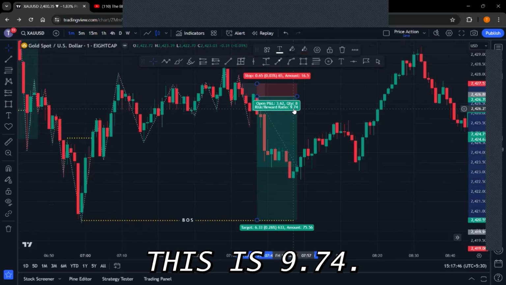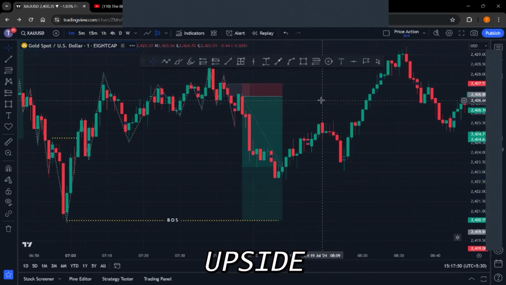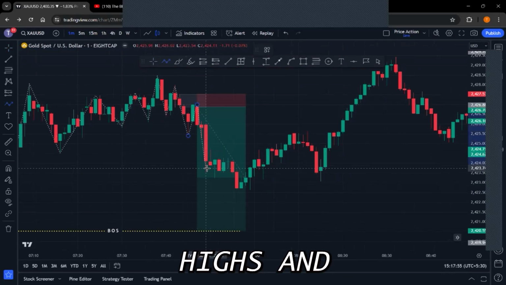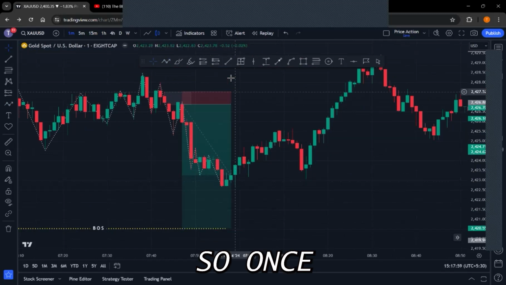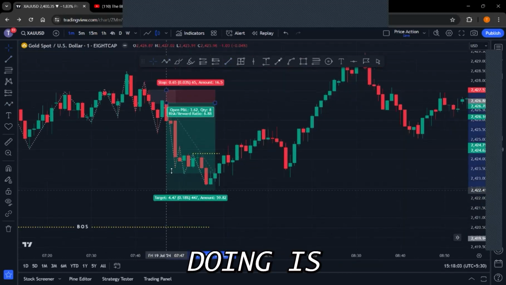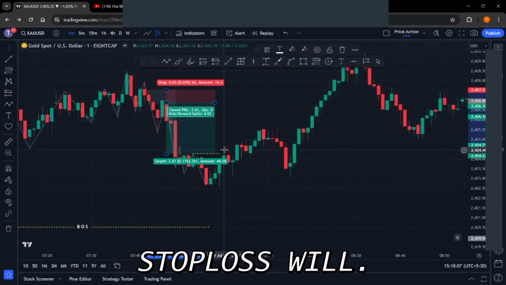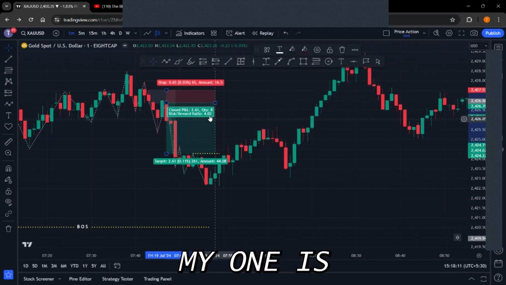This is 9.74 RR. Now you guys might be thinking that the price has started taking out upside as well. So as I told you, if the price starts creating a series of lower highs and lower lows, something like this, you need to start trailing your stop losses as well. So once the price actually gives me the last lower high from here, I'll be putting my stop loss above this level, and this is where my trailing stop loss will get hit after realizing my 1:4 risk reward.